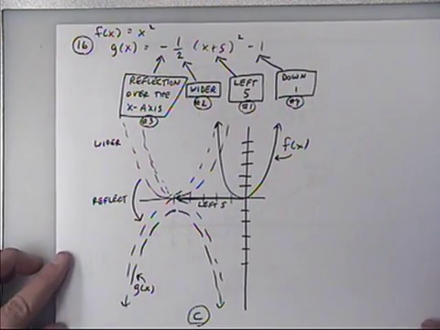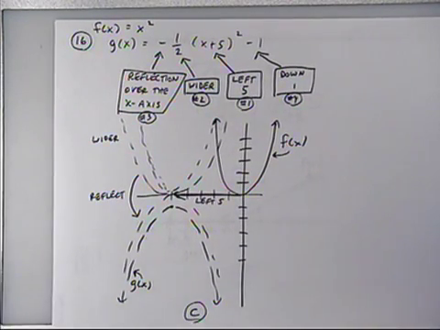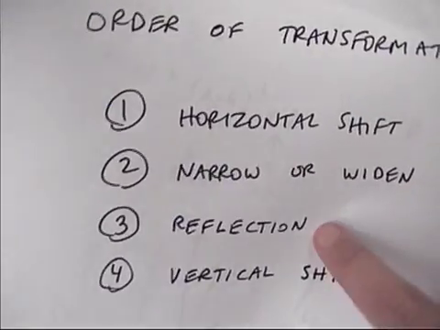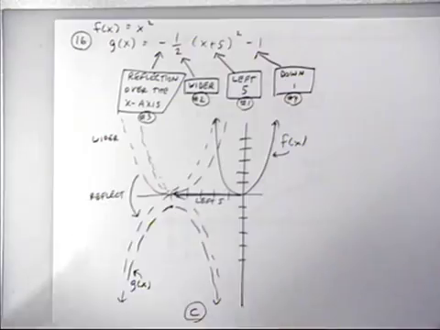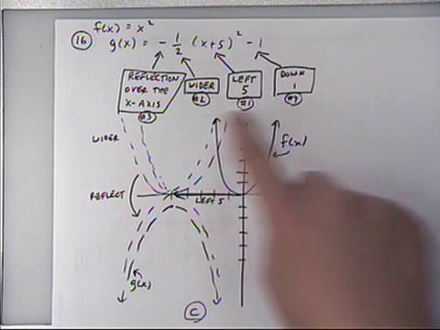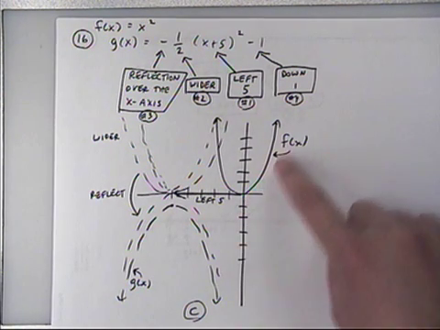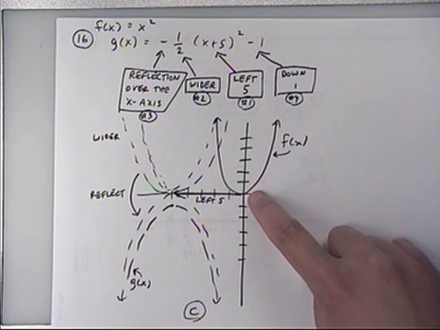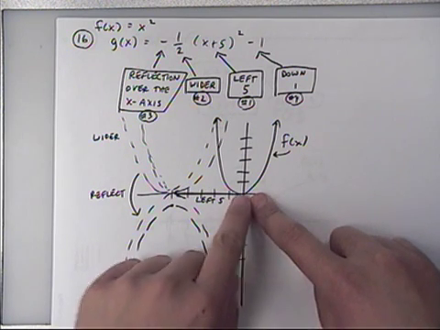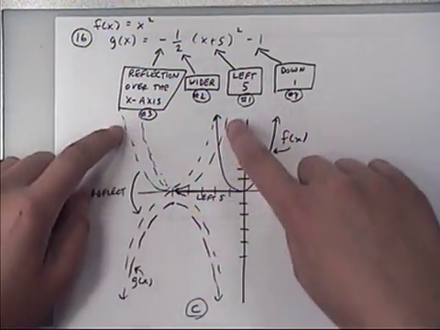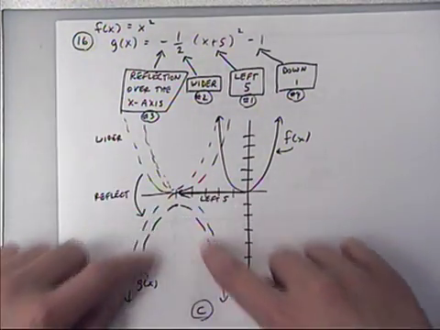And here's this one. Again, according to the order of transformations, I did my horizontal shift first, then I widened it, then I reflected it, and then I did the vertical. So you can see numbers 1, 2, 3, and 4 is the order in which I changed it, starting from the original function. That's the f of x equals x squared, that's centered right here at the origin. So first I moved it left, then I widened it, and then I flipped it upside down, and then I dropped it down 1.